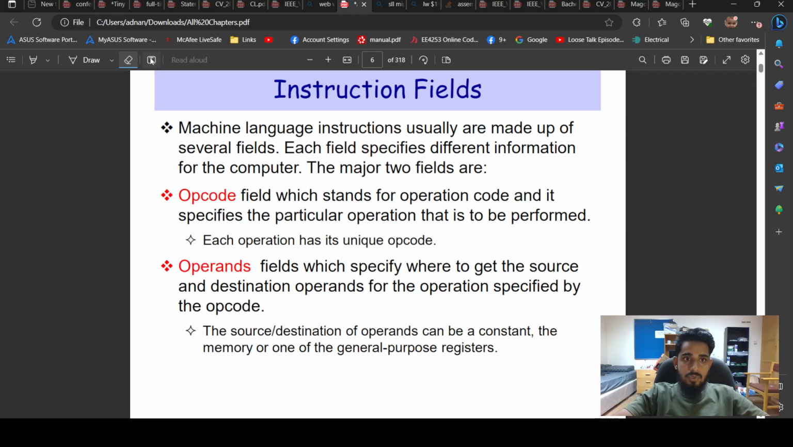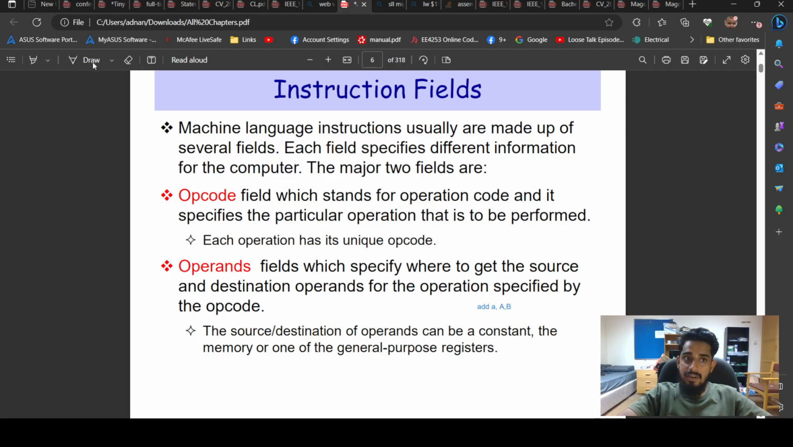Let me use my pen tool. Let's suppose I'm going to write add. Just for your understanding, there is a register A and a register B. There is no such register, but I'm just telling you for your information. Let's suppose we have this add command. This whole thing is known as the instruction: add A, B.